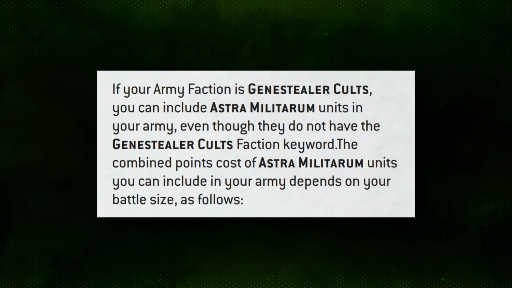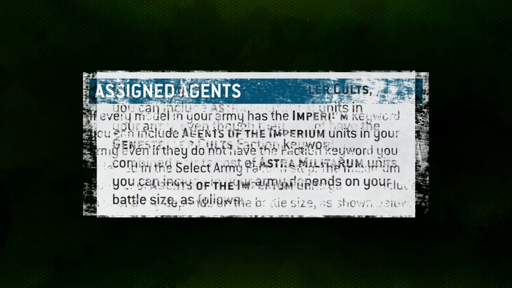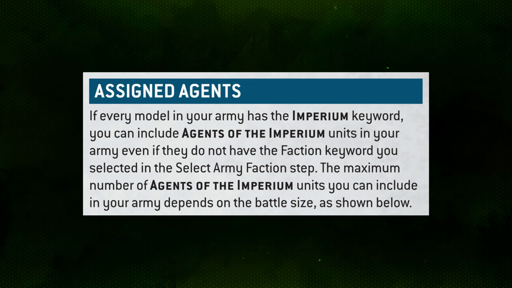Some ally rules will check your specific army faction. For example, Genestealer Cults. If you've selected Genestealer Cults as your army faction, you can include Astra Militarum units, even though they aren't themselves Genestealers. However, the inclusion of those Astra Militarum units, because the entirety of your army is not Imperium, assuming you have any Genestealer Cult units at all, does not unlock other Imperium-specific ally mechanics like Imperial Knights or Agents of the Imperium, which require every model in your army to be an Imperial model. Those Genestealers are preventing the Agents of the Imperium from wanting to assist you.